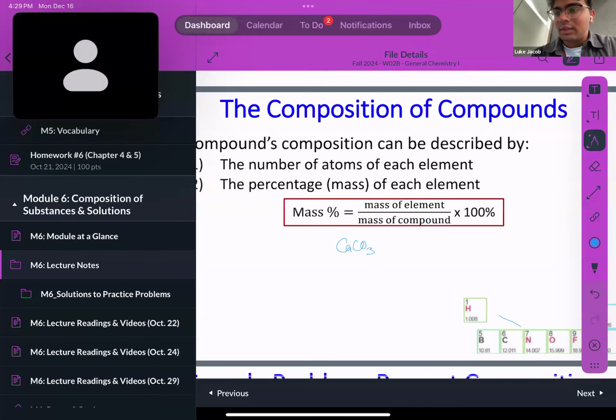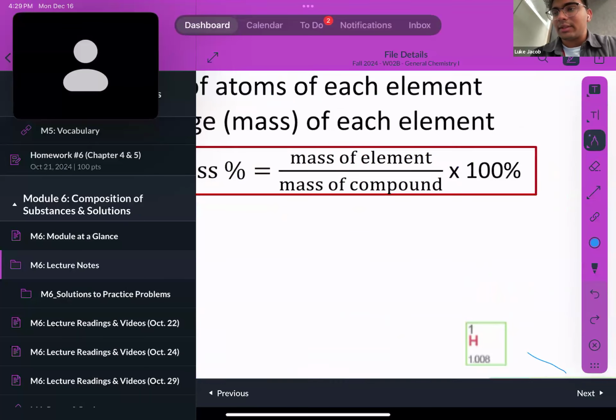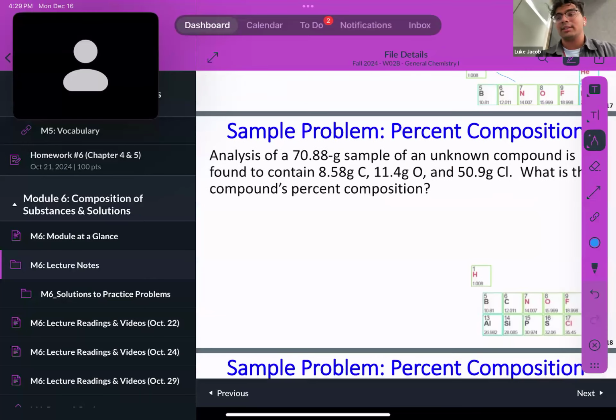Yeah, you can do a bunch of things with this. Basically, with this kind of formula, it's important. There are going to be some questions with mass percent where you just have to calculate it. Okay. So does everyone remember how to do the percent composition stuff with this question?